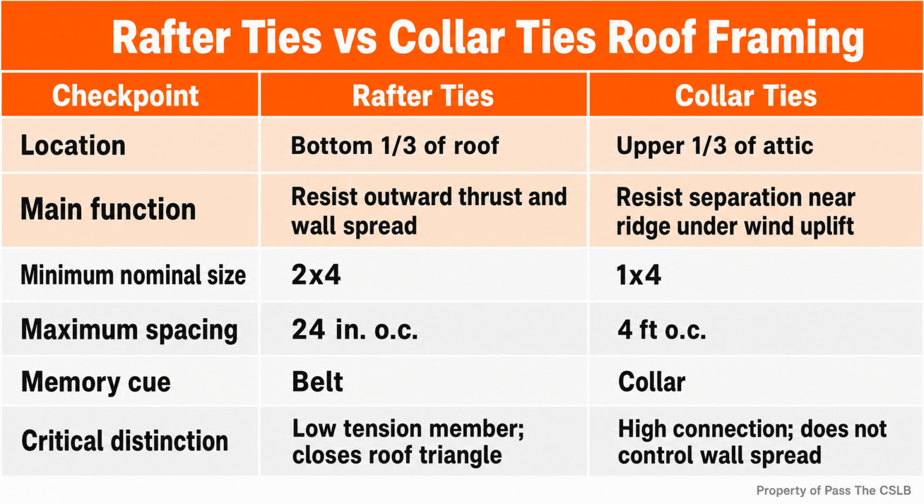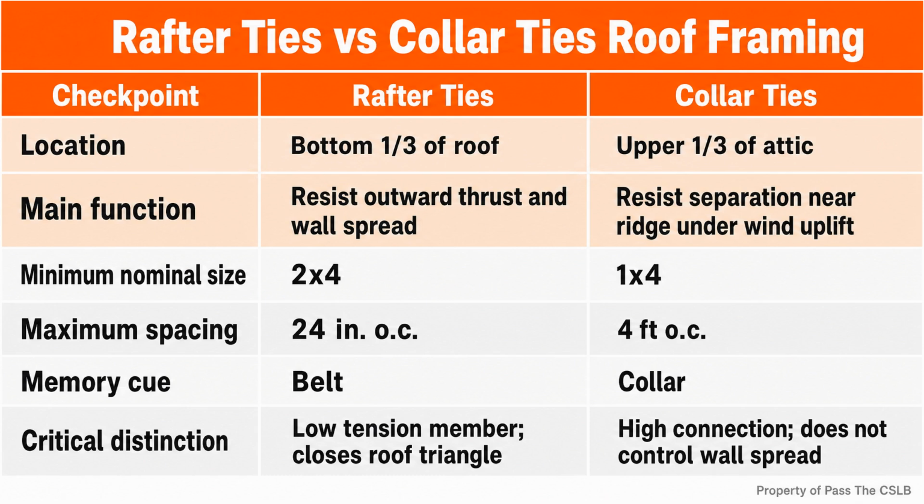The important supervision point is what a collar tie cannot do. A collar tie high in the attic does not replace a lower rafter tie. Its position gives it poor leverage against the outward movement at the rafter feet. A crew may install beautiful collar ties and still leave the exterior walls without the tension connection the roof needs.